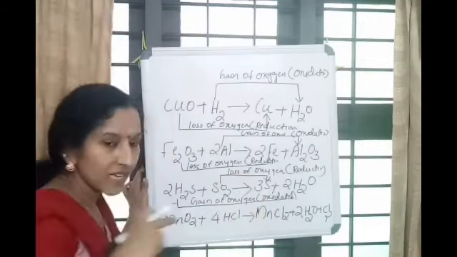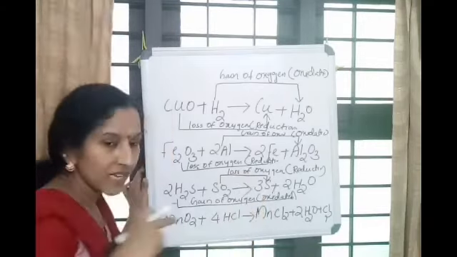Okay, then look at here. Manganese dioxide plus 4 hydrochloric acid gives manganese chloride plus 2H2O plus Cl2. Here what happens to the hydrochloric acid or hydrogen chloride? Hydrochloric acid loses its hydrogen. Loss of hydrogen, oxidation.